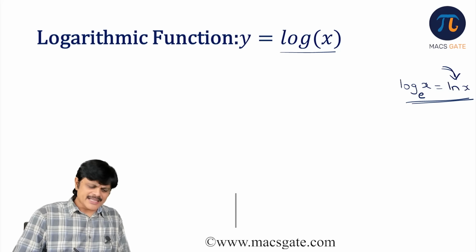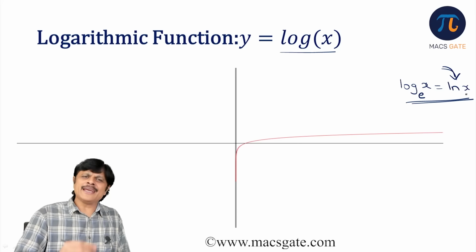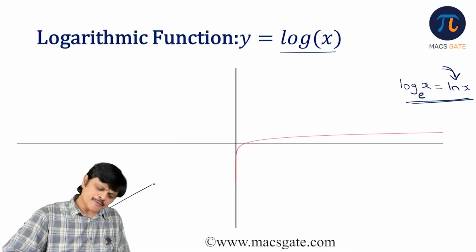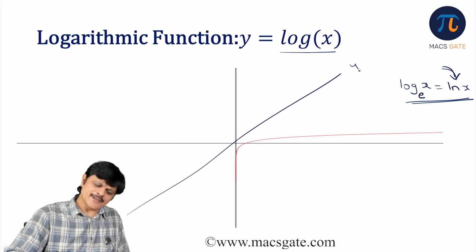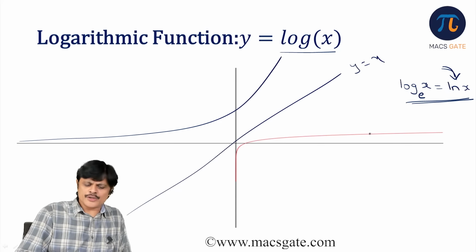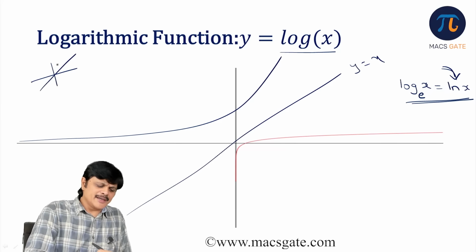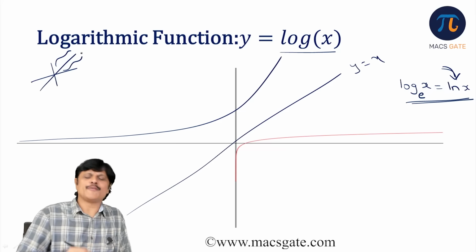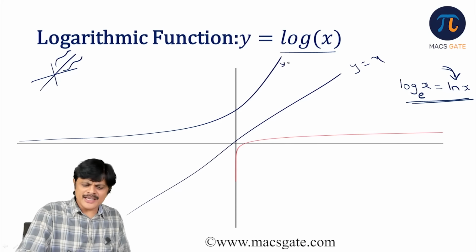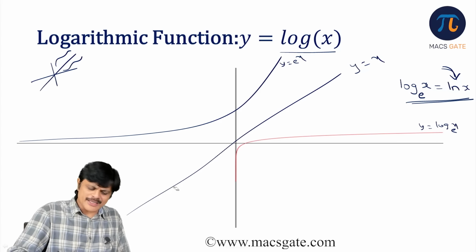See, actually the logarithmic function, log to the base e, is the inverse of e power x. So if you draw this, y is equal to x line. See, this is your e power x graph, right? So this is the inverse of that. You already told how to get the inverse: you have to reflect about y is equal to x. So this is the e power x graph, and this is the log x to the base e graph. So it is a reflection about y is equal to x.